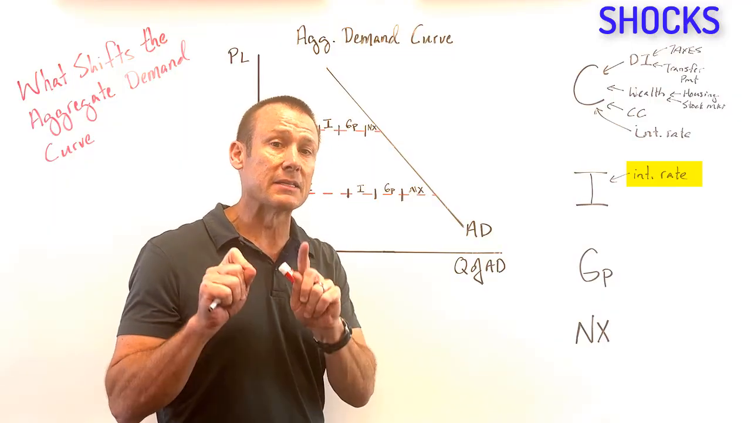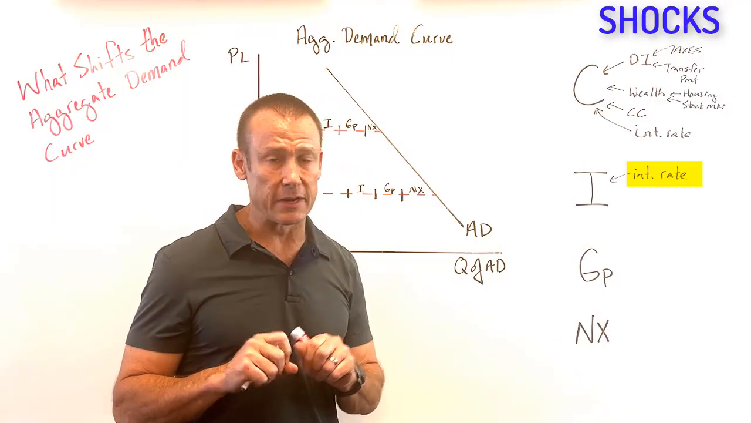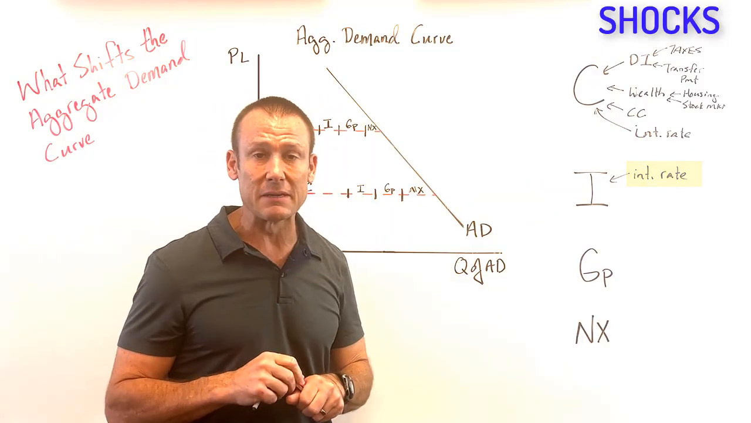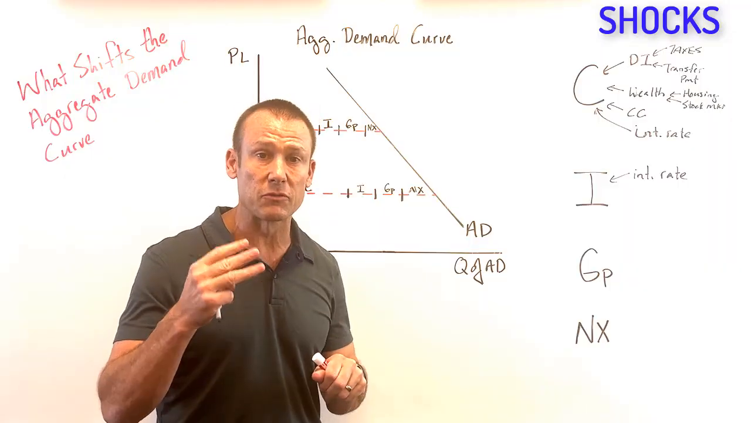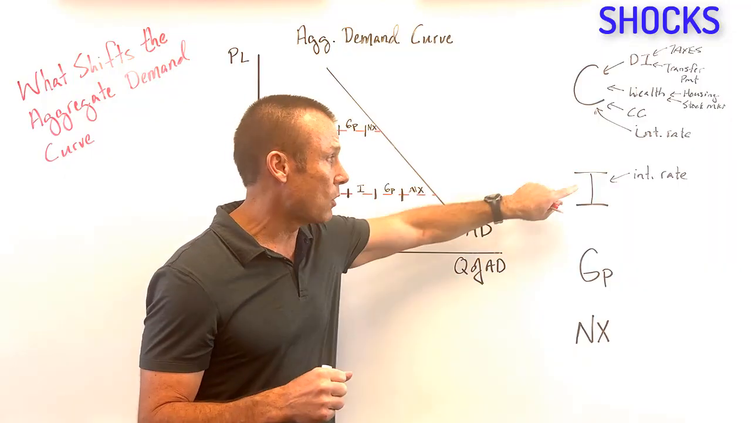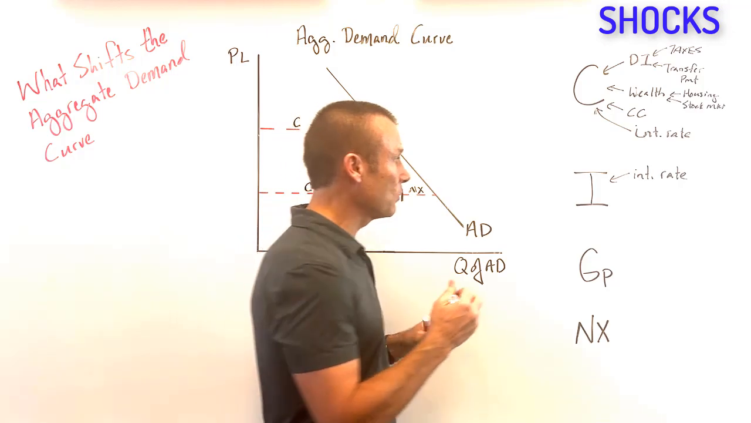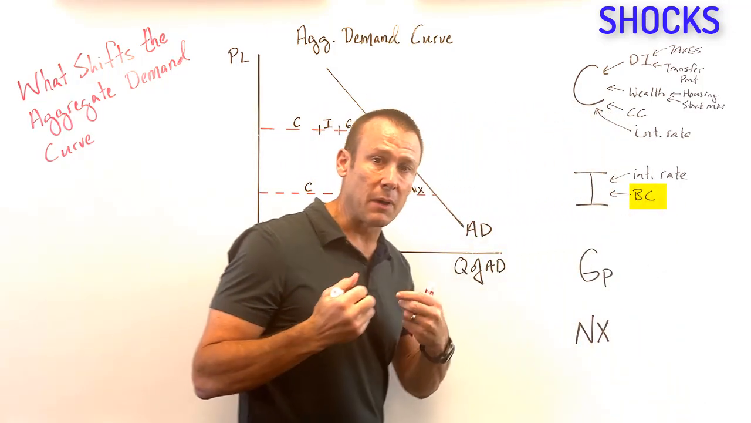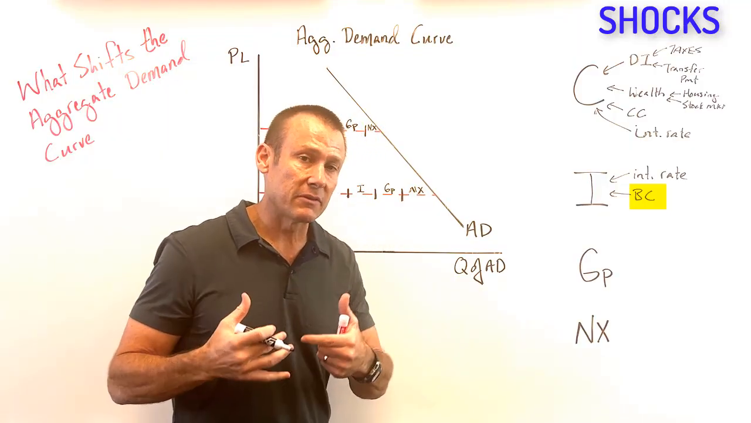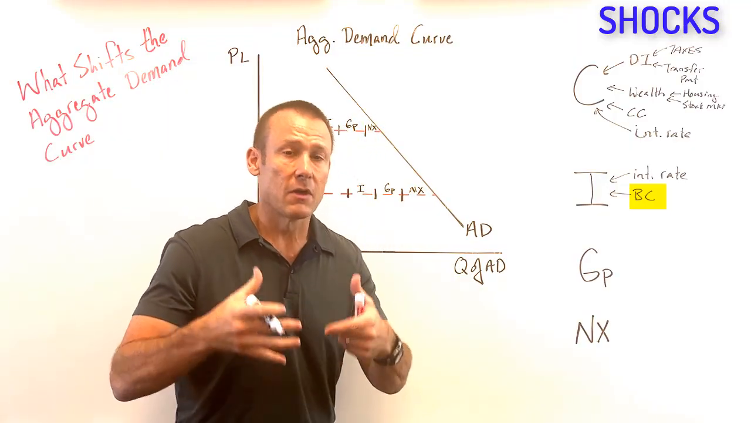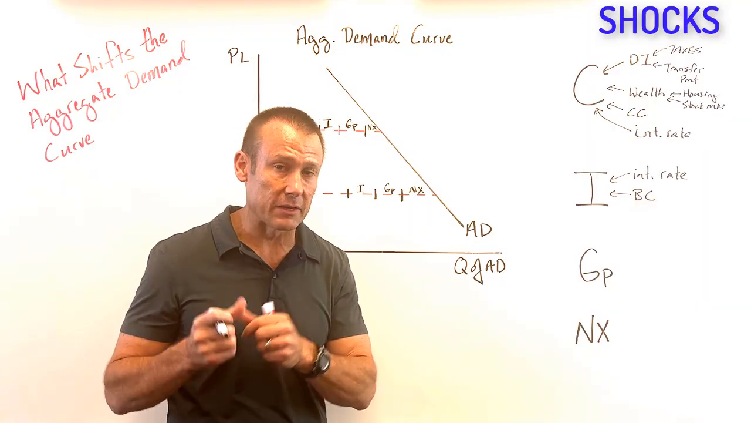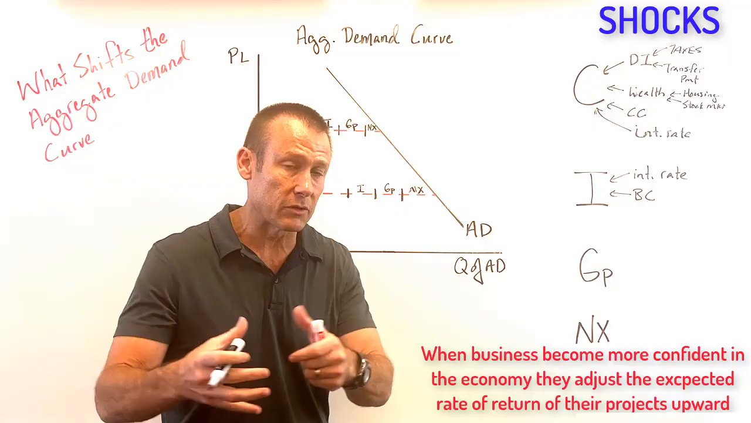But guys, the most sensitive to the interest rate out of those 3 types of spending is probably investment. Okay? So 3 types of spending that are sensitive to the interest rate. The most sensitive is investment. The next one, guys, is business confidence, which in my class, I might teach as businesses' expectations about the real rate of return of their projects, right?